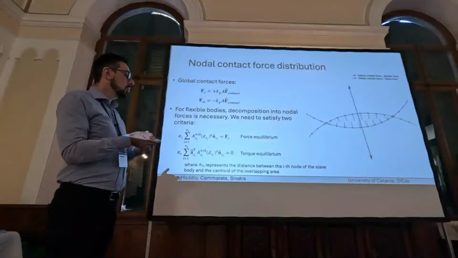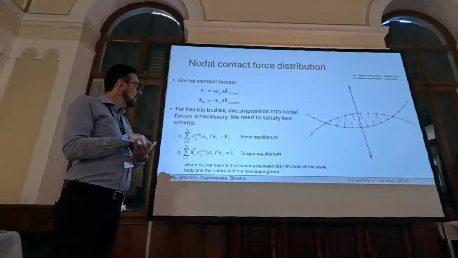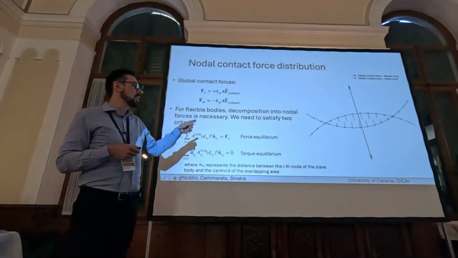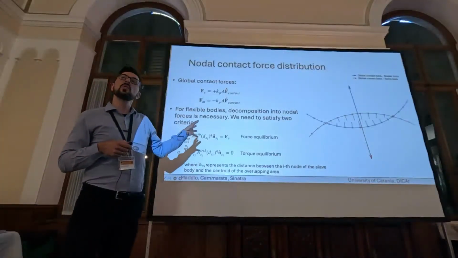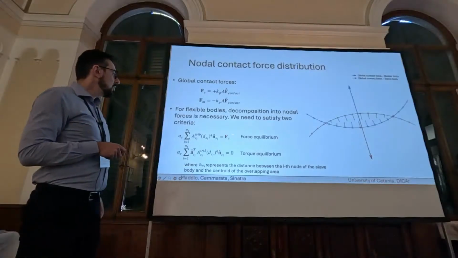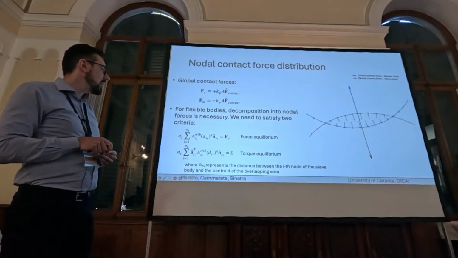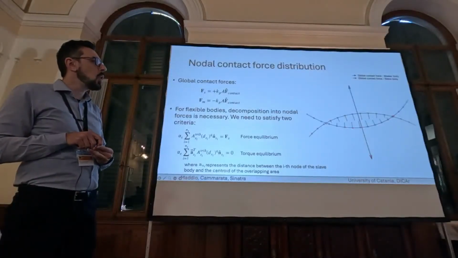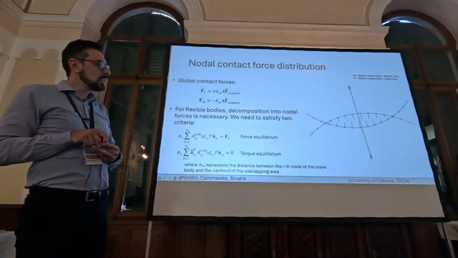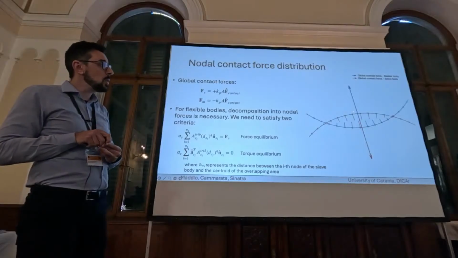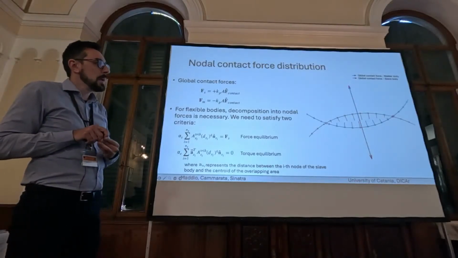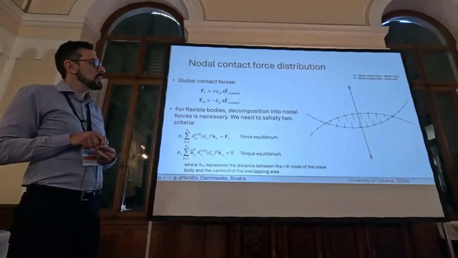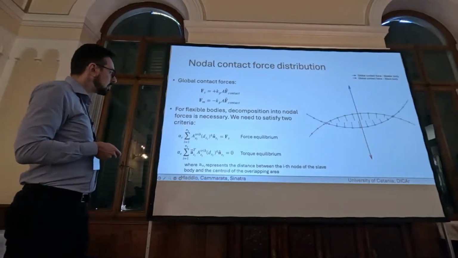in order to take into account also the behavior of flexible bodies, we need to decompose the global contact force into the nodal contact forces. And we have to ensure two equations, the force equilibrium. So the sum of, for example, the blue ones of all the nodal contact forces must be equal to the magnitude of the global one. And the torque equilibrium must be 0 with respect to the centroid.